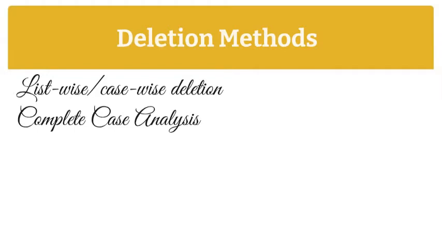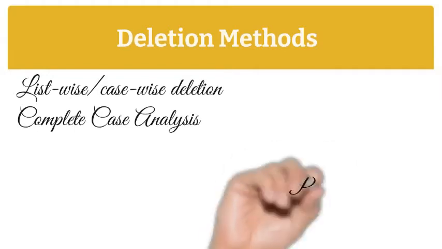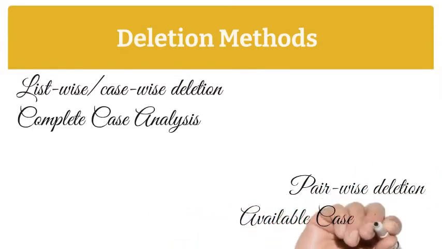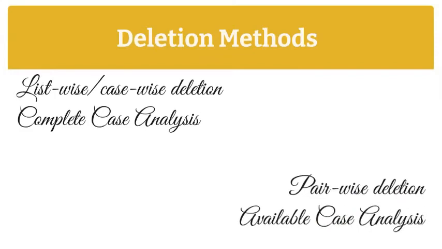Now, there is also another method that we refer to as the pairwise deletion, or also known as available case analysis. This also can be applied if your data is MCAR. What is the difference between pairwise and listwise? In listwise, you are deleting a whole record, but in pairwise, you are deleting only the observation where there is any missing values. This is implemented generally in models when you are applying them.